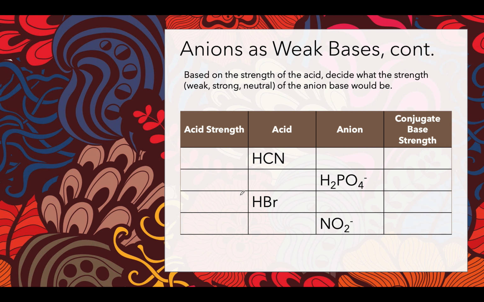All right, so our first one is HCN, hydrocyanic acid. The very first question you need to ask yourself is, is this part of the 6 strong acids that I had to memorize? If the answer is no, then we are going to say that it is a weak acid. The anion from this acid would be cyanide. And if hydrocyanic acid is a weak acid, then the conjugate base strength is also going to be weak.